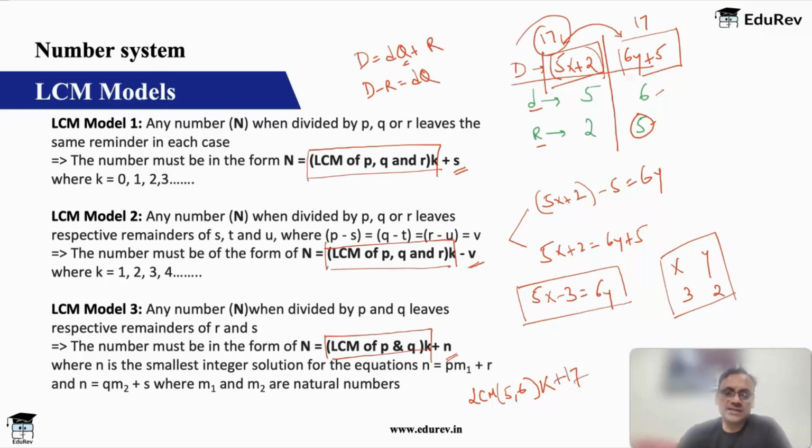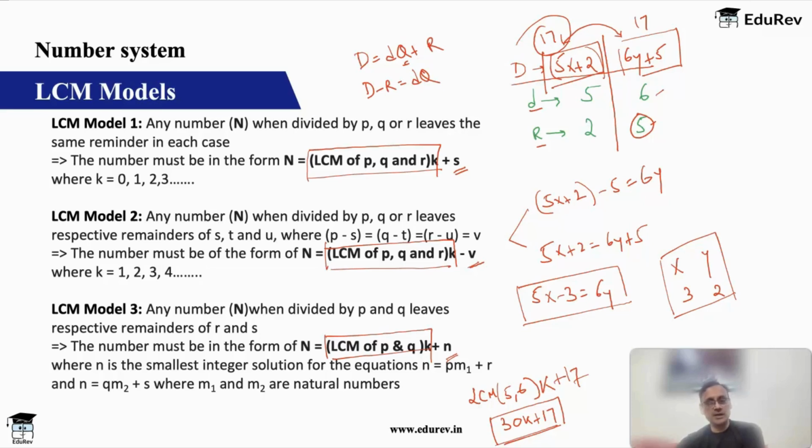Okay, so 5 and 6 LCM is 30. So your answer is 30k plus 17. Okay, and k again here is a whole number. K can be 0. If k is 0, 17 is your answer, which we checked. If k is 1, you'll get 47. And 47 also, if you divide by 5, you'll get a remainder of 2. 47 if you divide by 6, you'll get a remainder of 5.